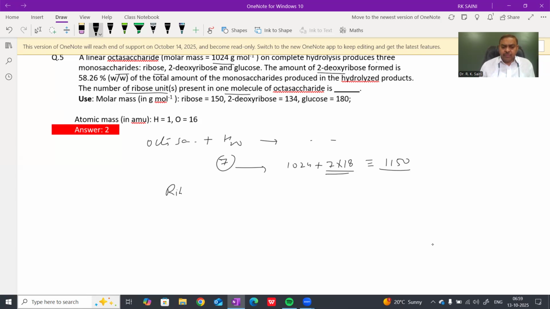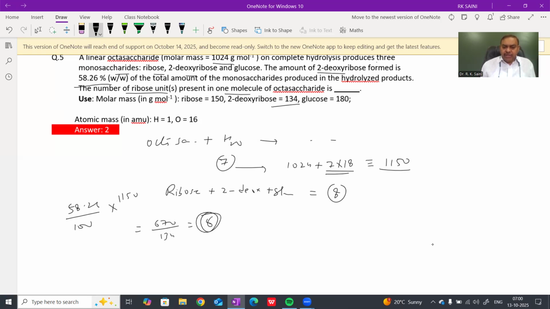Now we know that it gives 3 monosaccharide units, namely ribose, 2-deoxyribose, and glucose, and the total units are 8. Now we find the units of 2-deoxyribose. Its amount is 58.26 by weight in 100. Therefore, in 1150, its amount is 670 grams, and the molar mass of deoxyribose is 134. Therefore, it has 5 units.